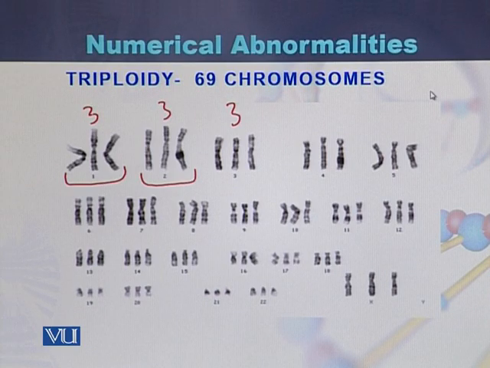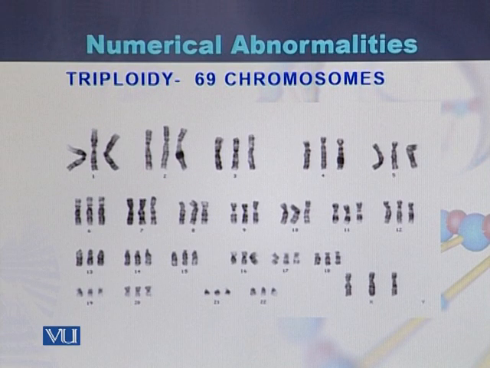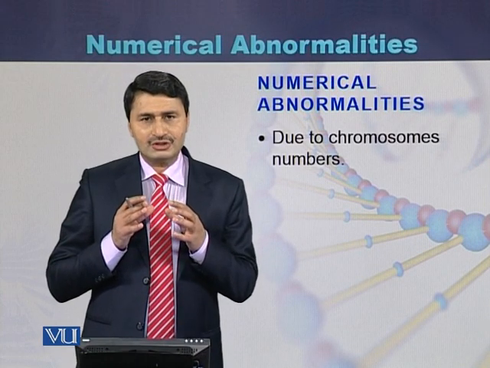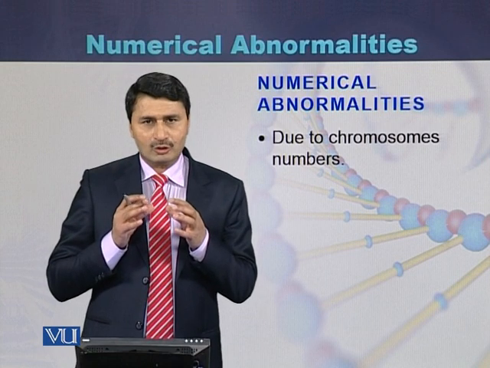Usually these individuals do not survive. So numerical abnormalities are the abnormalities which are due to the variation in the chromosome number.